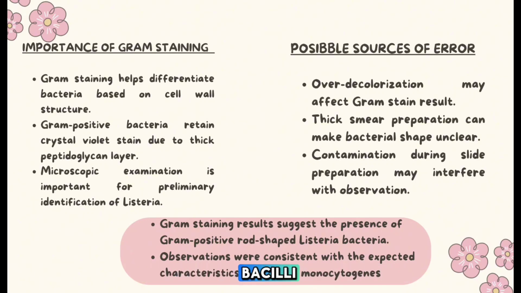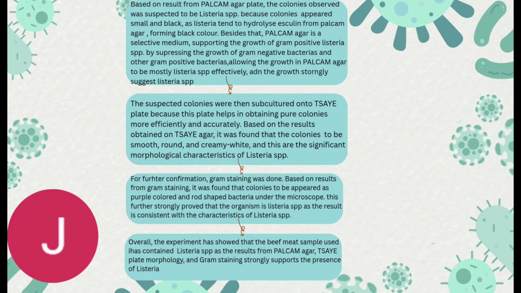as Gram-positive bacilli. In conclusion, based on results from the Palcam agar plate, the colony observed was suspected to be Listeria species because the colonies appeared small and black, as Listeria tends to hydrolyze the esculin from the Palcam agar, forming a black color. Besides that, Palcam agar is a selective medium supporting the growth of Gram-positive Listeria by suppressing the growth of Gram-negative bacteria and other competing Gram-positive bacteria, allowing the Listeria to grow effectively in the Palcam agar.